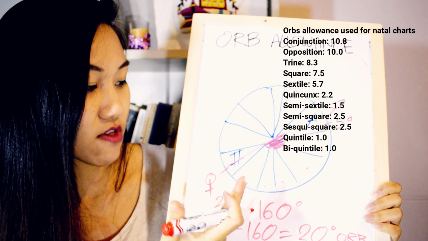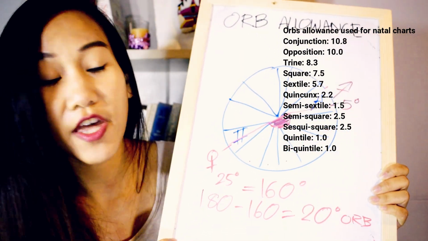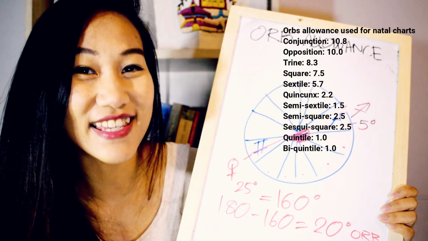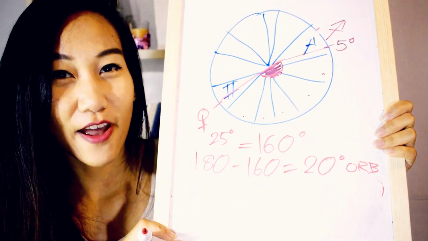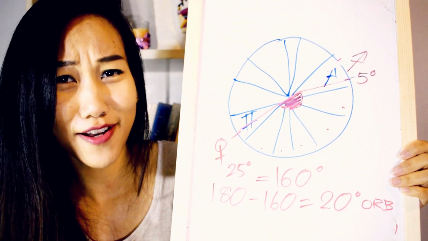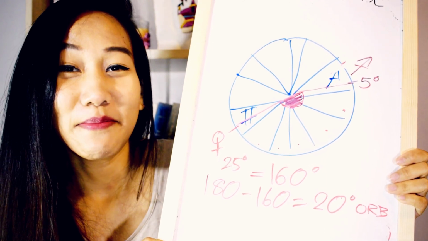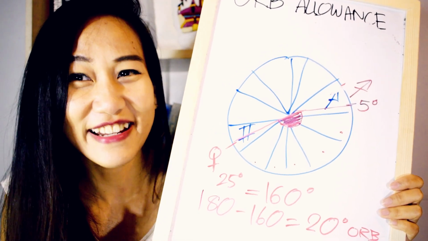Even though they are in opposite signs, they should be in opposition, they are not in opposition. They're not making aspects because they have exceeded the maximum orb allowance. I hope that made sense. If not, you can rewatch the video. But I'm not really sure how else I could explain it.